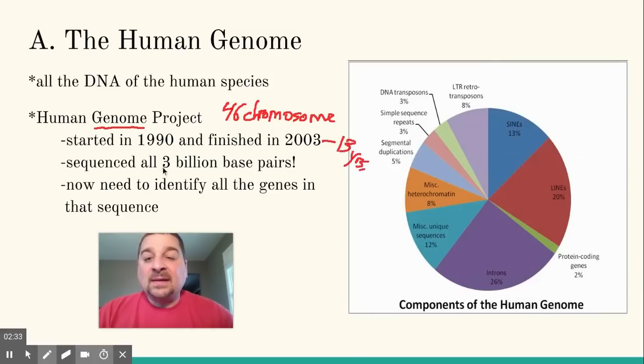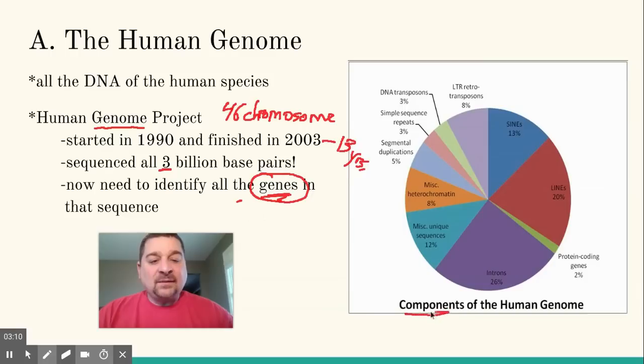They sequenced all 3 billion, that's billion with a B, 3 billion base pairs, so all the A's, T's, G's, and C's. Since then, the last 15 years or so, they've been working at identifying what that sequence means, trying to interpret it. What are the genes? What different phenotypes or traits do they cause? And they obviously tend to focus on genes or mutations in genes that cause diseases or genetic disorders.